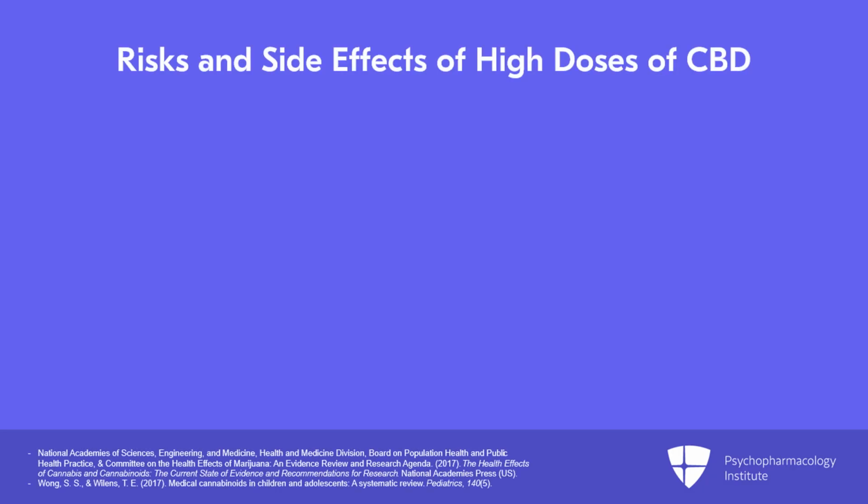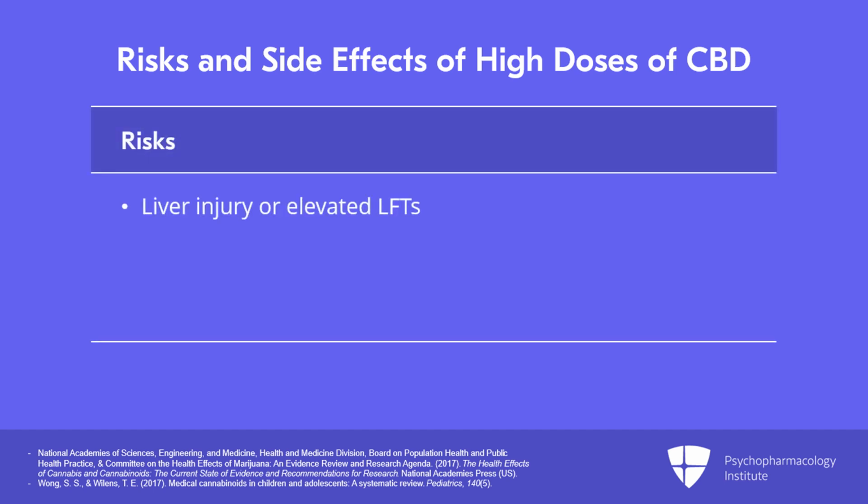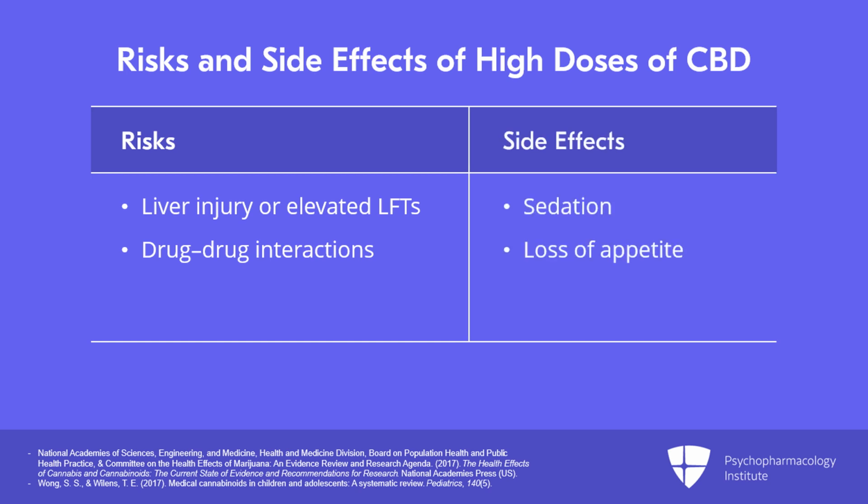When it comes to high doses of CBD, there are fewer risks for patients. There is a potential for liver injury or elevated LFTs, although this is only seen at very high doses, such as 20 milligrams per kilogram, which was given in the study of children with epilepsy. It's important to note that there is a potential for drug-drug interactions, especially with antiepileptics and possibly with warfarin. Other potential side effects of CBD do include sedation, loss of appetite, and GI upset, but this is again usually when it comes to high doses.